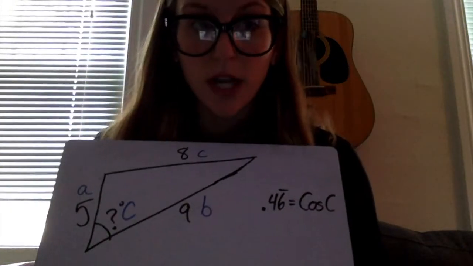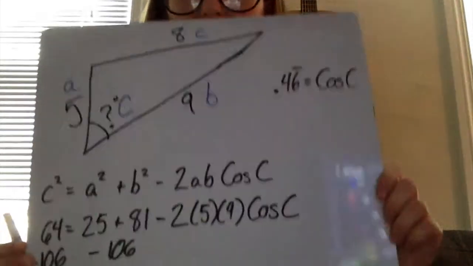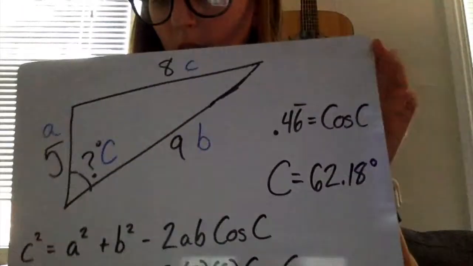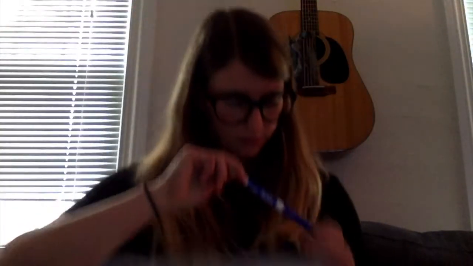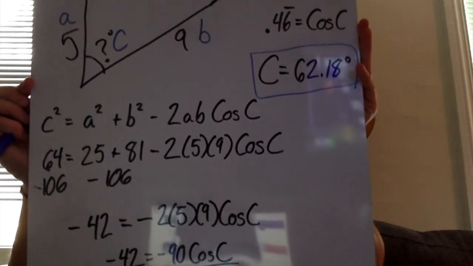And to get rid of the cosine, what I'm going to do is the inverse. So I take the inverse cosine of 0.46. And I get that my missing angle is 62.18 degrees when you round. Let me highlight that in blue and show you the whole thing.